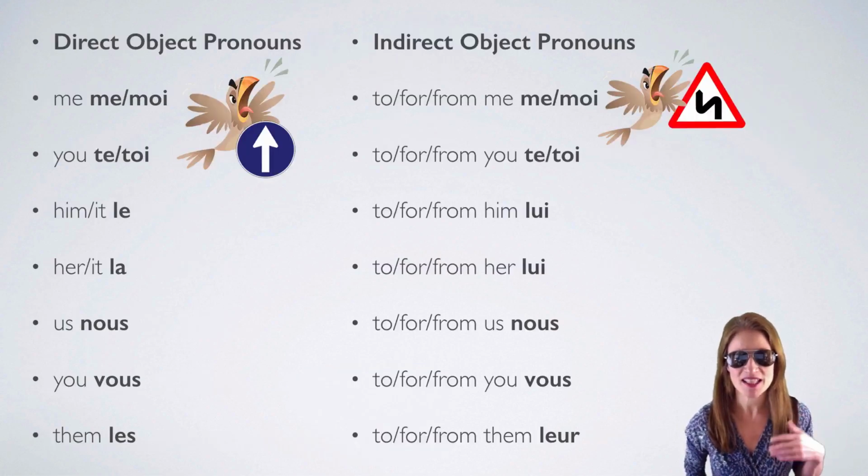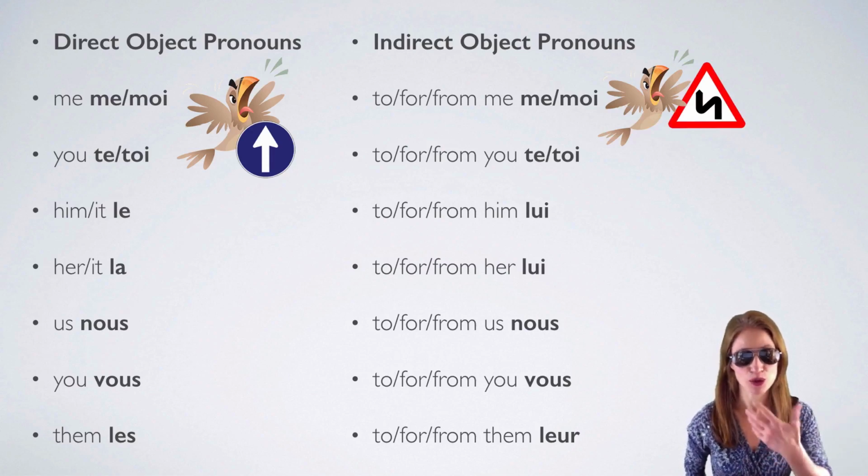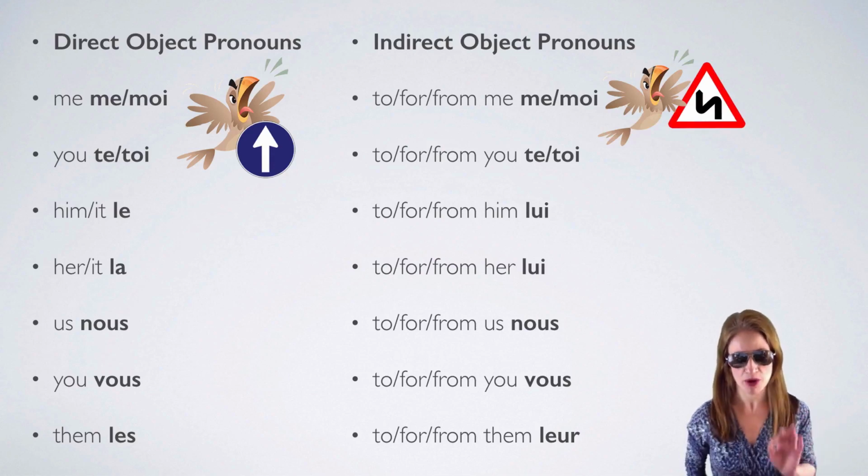We have been looking at the imperative mood with direct object pronouns, where me is me in the negative command and moi in the positive command. We have te and toi, him or it is le, her or it is la, us is nous, you is vous, and them is les. But we also have the indirect object pronouns.